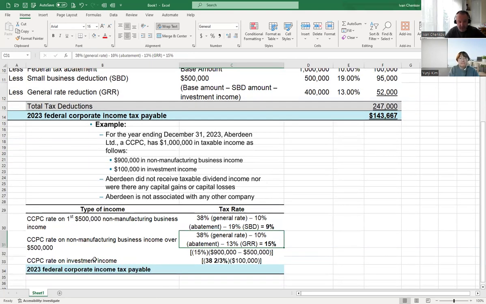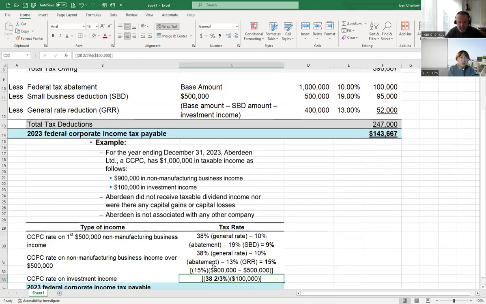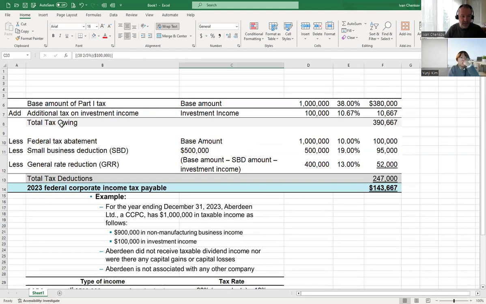And on the investment income only, we're going to apply 38 2/3. Are these two the same questions with different calculation methods? Yes, that's exactly the same question. So this way, you start with the base amount and come up with the percentage of every single amount and calculate everything.